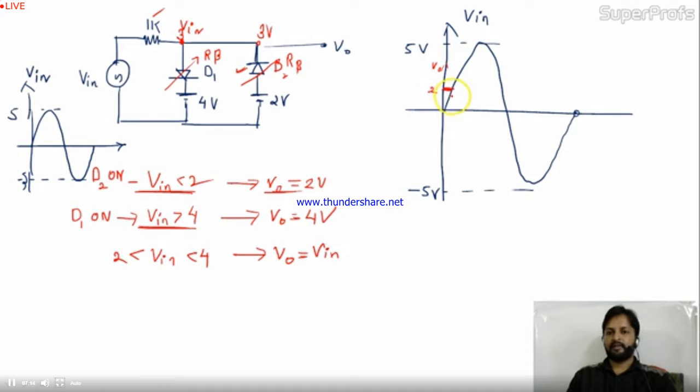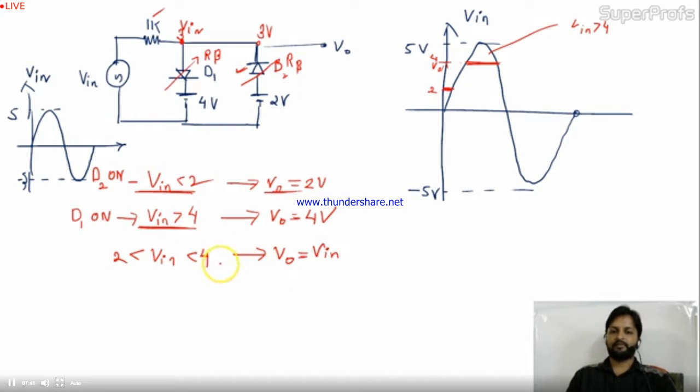Okay. Now let's come to when V in greater than 4. Here suppose 4 is there. Here is 4. When V in is greater than 4, this waveform is given. In V in greater than 4, throughout the condition V0 should be 4. So V0 should be like this. Is it okay? What about in between?